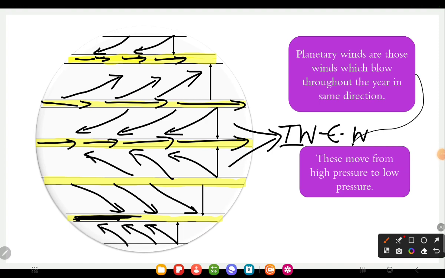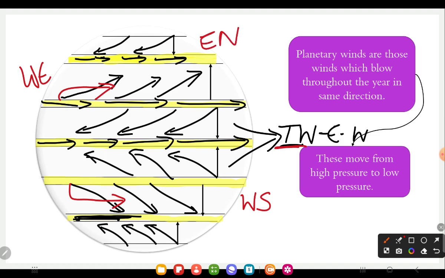These are the trade winds as I told you, and these are the westerlies because they appear to originate from the west. That is why these are known as westerlies. These are the south westerlies and the north westerlies. These are the easterlies, the northeasterlies and southeasterlies. These also appear to originate from the east, like this.